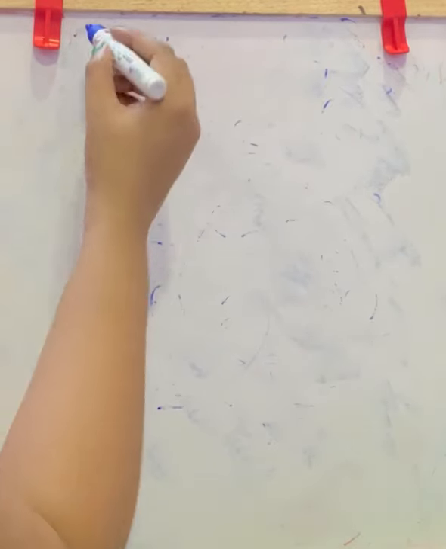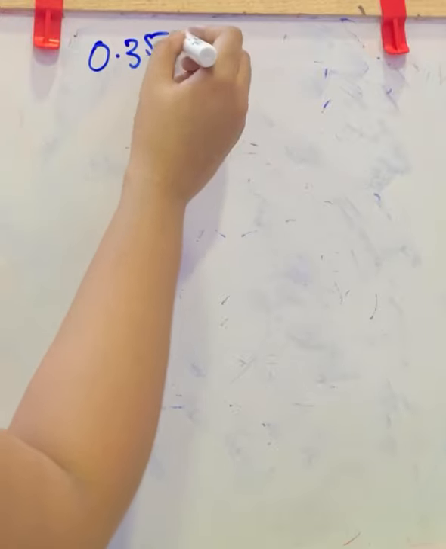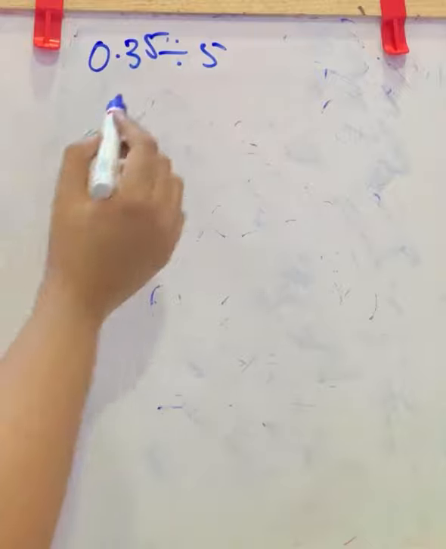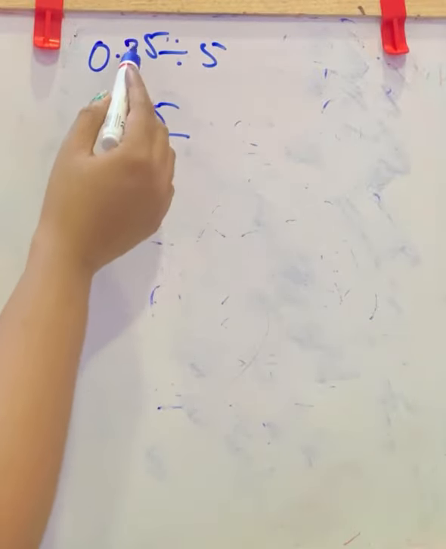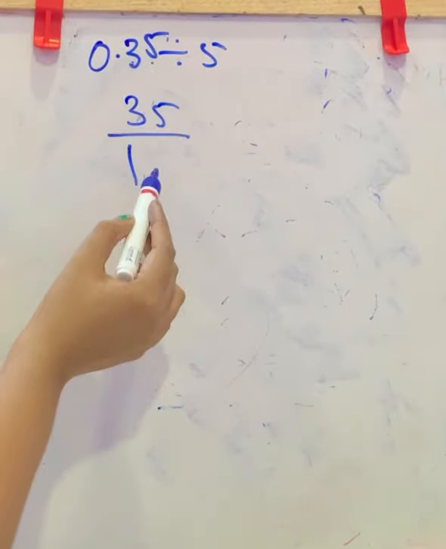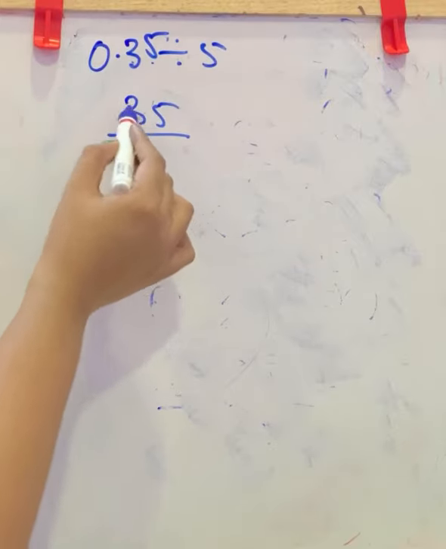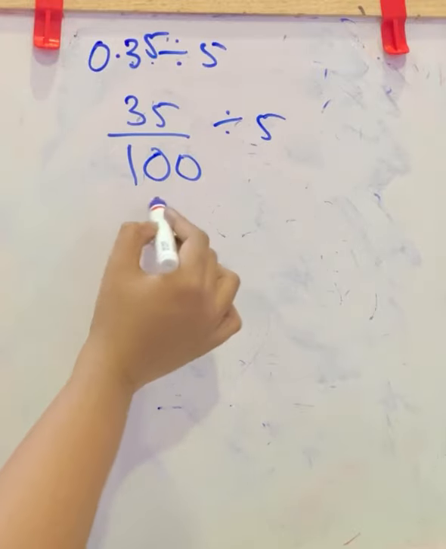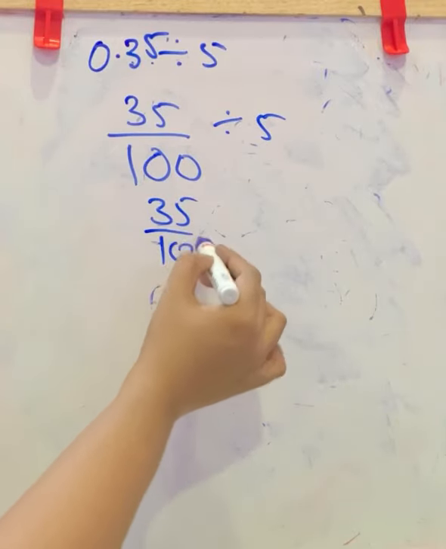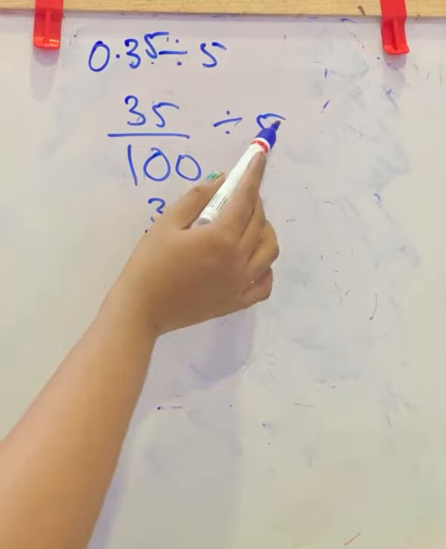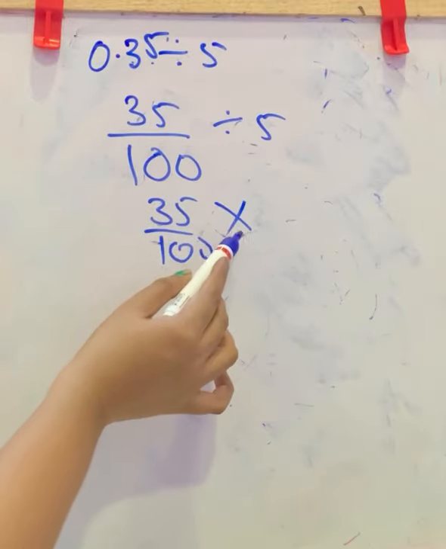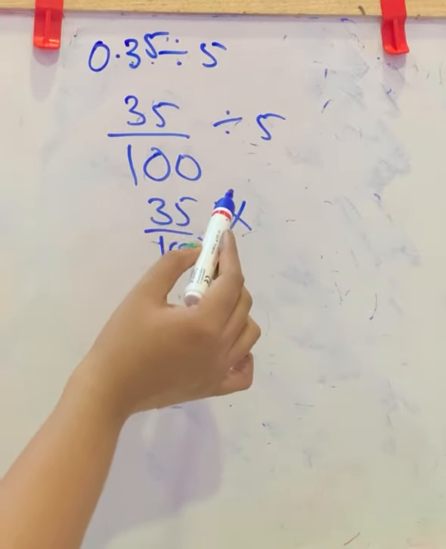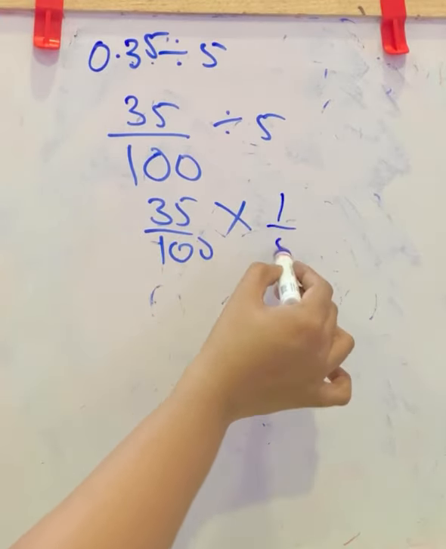Next question, 0.35 division 5. First you will convert this 0.35 to a fraction. Here there are two numbers after the decimal, so 0.35 can be written as 35 by 100, division 5. Division is converted to multiplication. Whenever you convert division to multiplication, you change the divisor to its reciprocal. 5 means 5 by 1, and its reciprocal is 1 by 5.